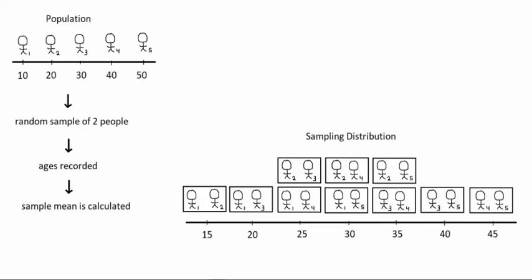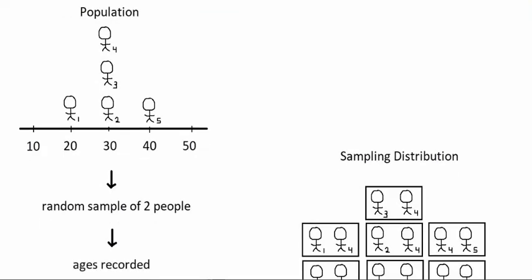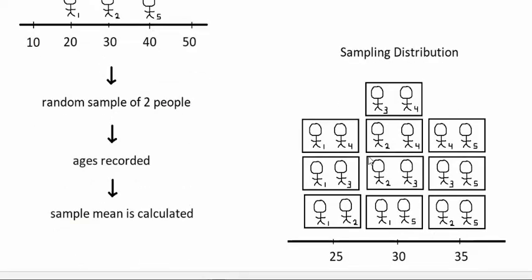Here's another situation. Here once again, we're taking 2 people from 5 people, but the population has changed. The population is now a 20-year-old, 3 30-year-olds, and a 40-year-old. So the shape of this diagram has changed a little bit. And now the probabilities are 3/10, 4/10, 3/10.